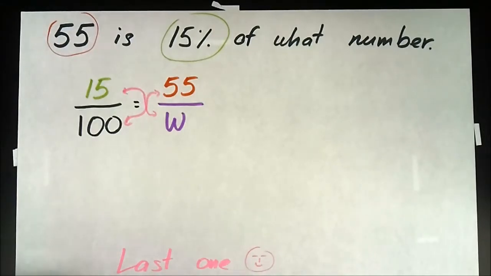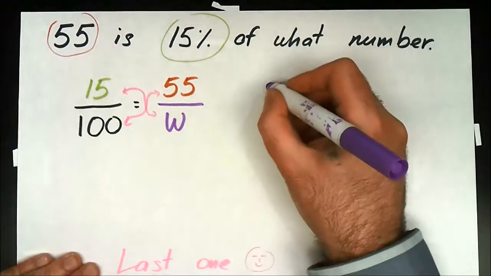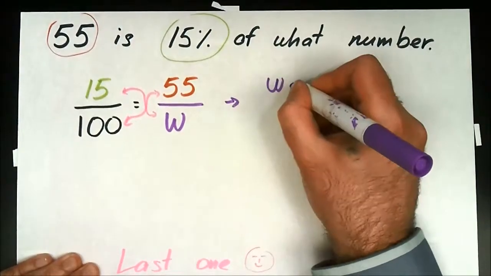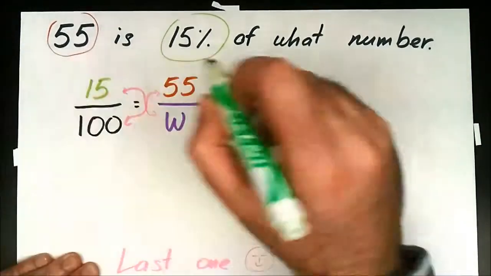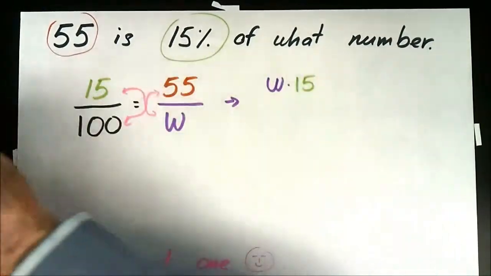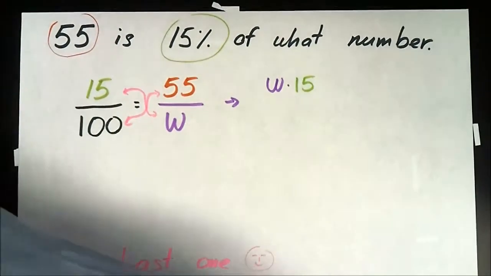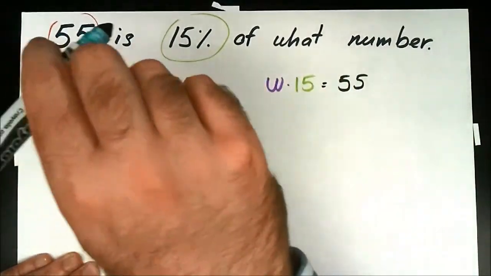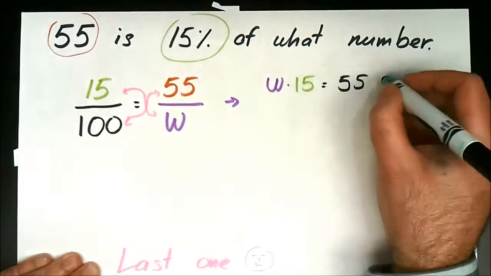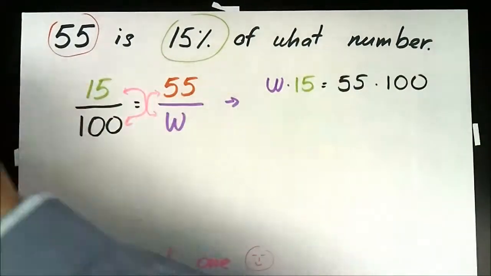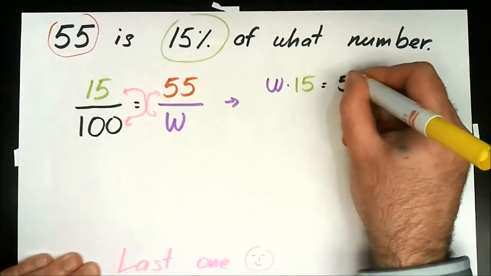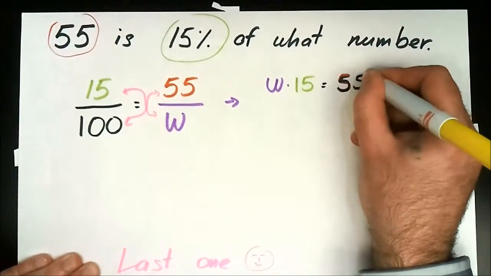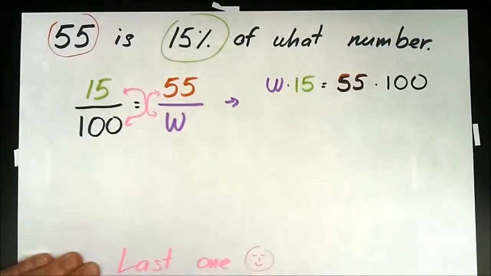Okay. So, what are my two cross products? Well, the first one is W times 15. My second one is 55 times 100. It's going to be a bit of a bigger number. That's okay. Oops, that should have been in red. Oh well. I'll just give it red highlights. There we go. Now it's special.